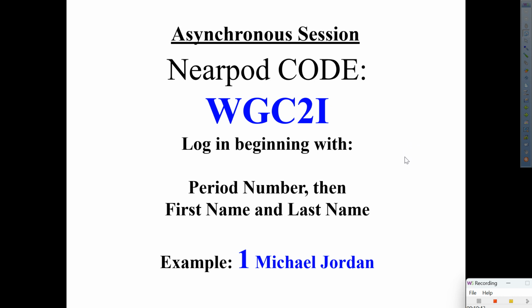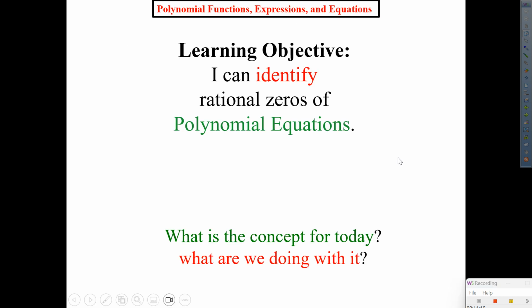All right? So I'm going to give you some time. Set up a Cornell note, please. And you do need a Frayer model. Set that up, please. I'll give you some time. Our objective for today: I can identify rational zeros of polynomial equations. All right, here we go. Once again, I can identify rational zeros of polynomial equations.